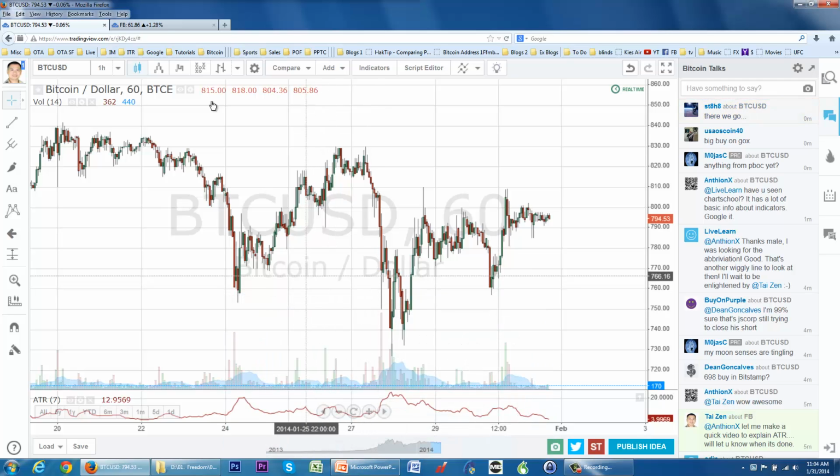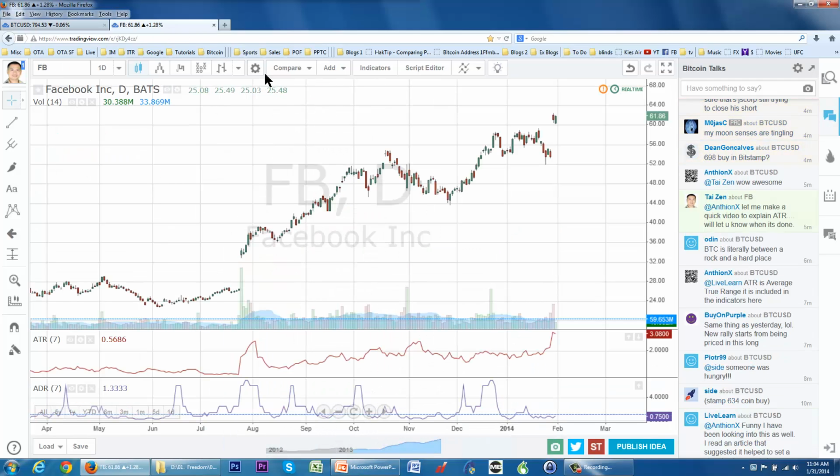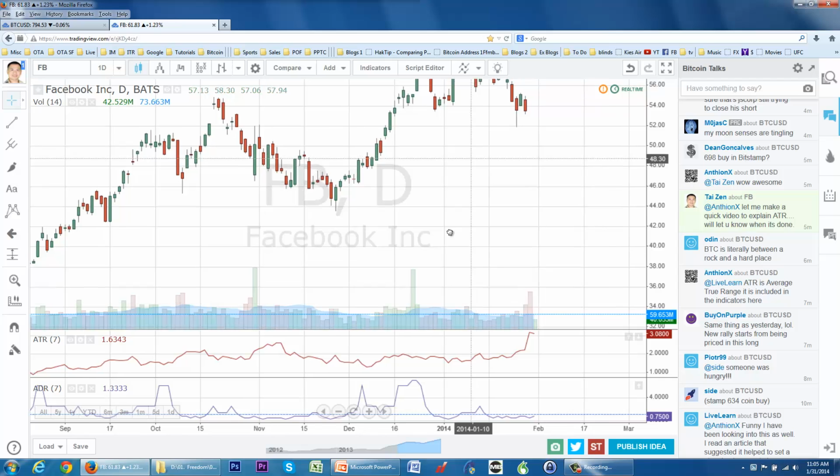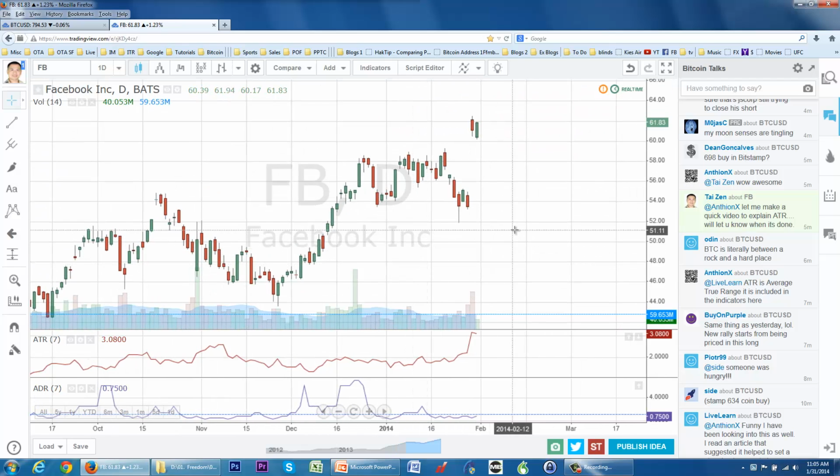Okay, so I'm going to go to this chart here. The average true range, I'm pulling up Facebook here as an example because it has the qualities. It's not a 24-hour market like Bitcoin is, so it's a lot easier to explain ATR and ADR. When it says average true range, okay? The average true range is how much it moves in that day, okay?